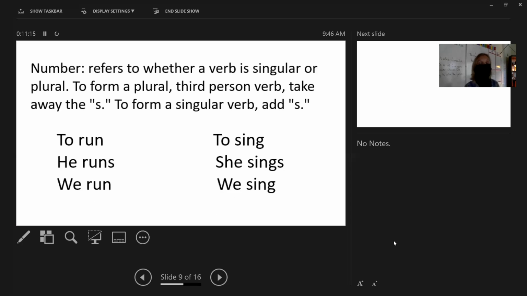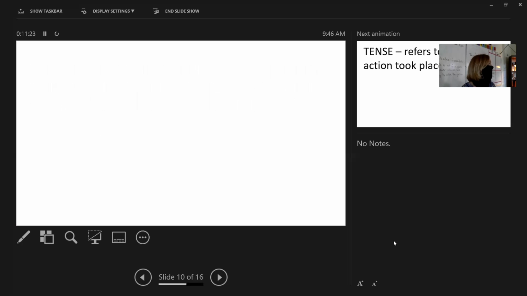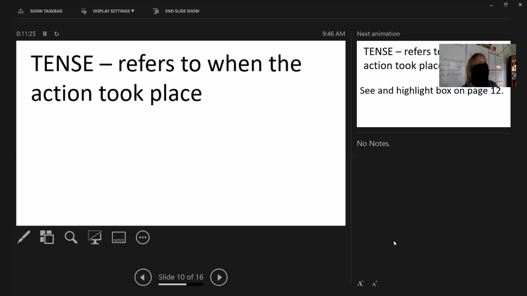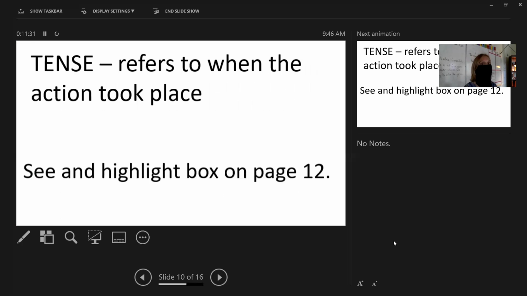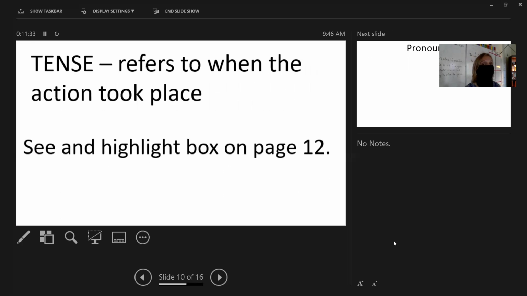Here are some examples. To run, he runs, we run. To sing, she sings, we sing. See how it follows those examples? All right. Verbs also have tense, and that refers to when the action took place, right? Y'all know this: past, present, future, right? See the highlight box on page 12. That shows you just some tense.